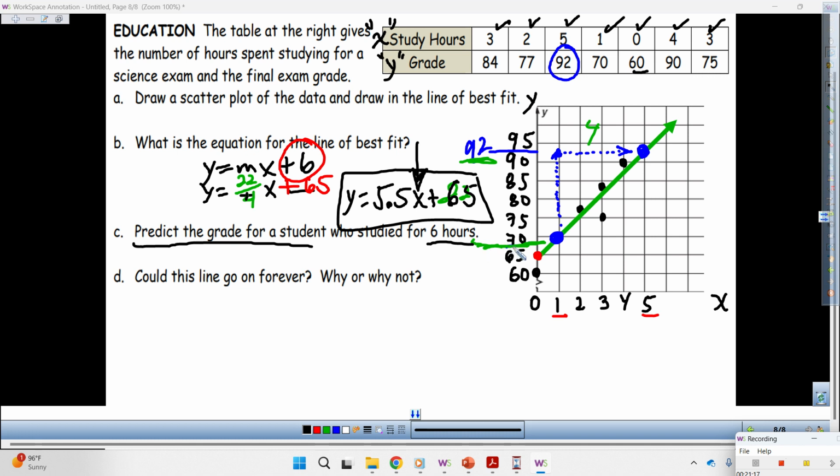So once again, we went from here to there. It was 22 steps. From here to here, it was 4 steps, so that's 22 over 4. Divide that. That gives us 5.5x plus 65. We said that x represents the study hours. That's how many they're asking for? 6. So predict what would be the percentage of that student.